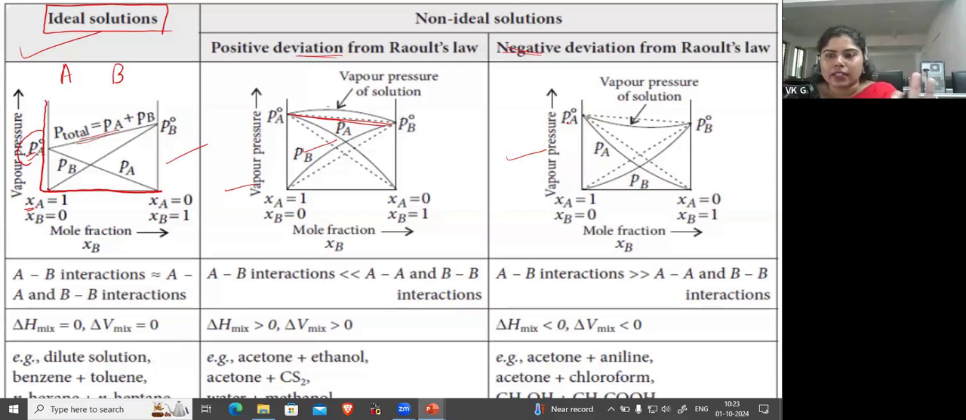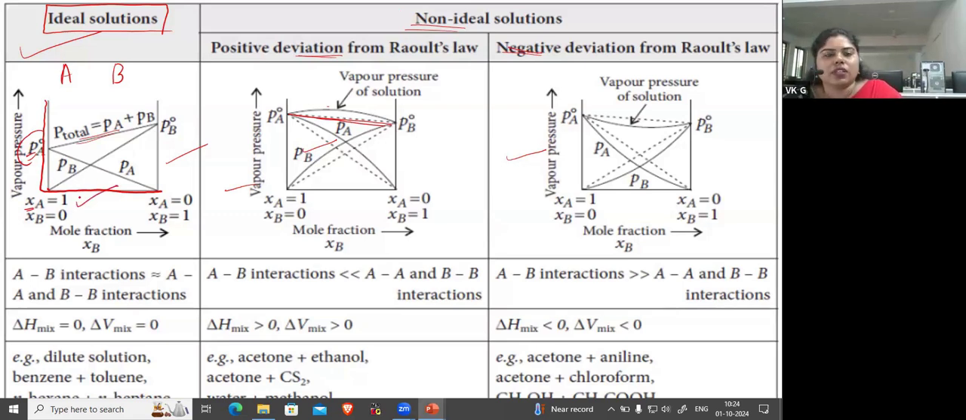If you get exactly the same graph as it is, then you say it is obeying Raoult's law, which means it is what type of solution? We call it an ideal solution. If it increases or decreases, you call it a non-ideal solution. Hope it is clear. Obeys Raoult's law, ideal solution. Does not obey Raoult's law, it can be positive, it can be negative. Those are called non-ideal solutions. Okay, let's talk about only the ideal solutions part here.